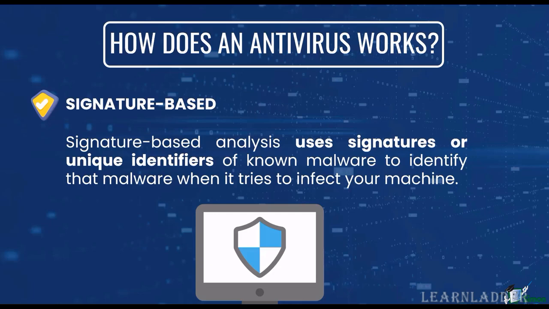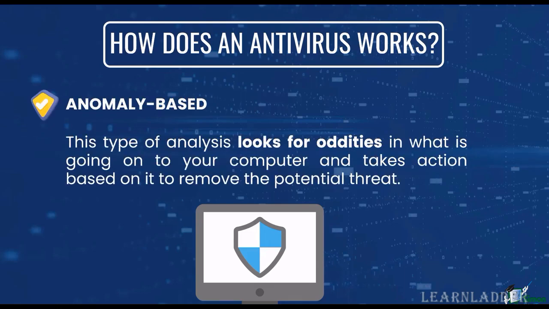There are other ways that antiviruses can detect malware. Another is anomaly-based detection. This type of analysis looks for oddities in what's happening on your computer. For example, if a specific executable is opening and modifying many files on your computer, that could be atypical and a potential sign of a ransomware attack.